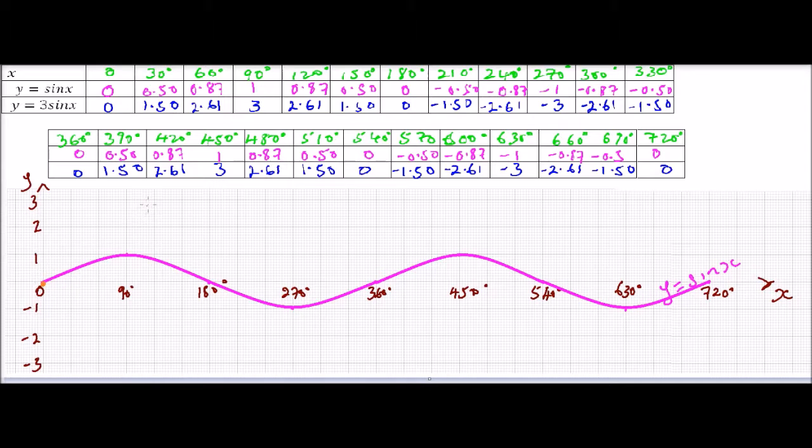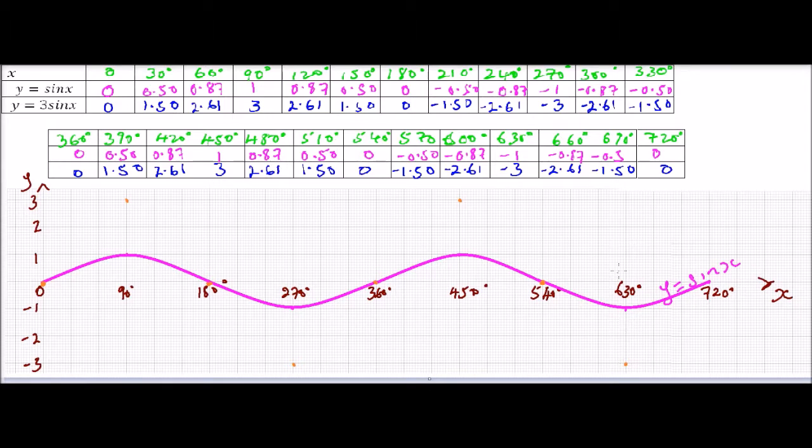Then from there, 90, we go to 3, so here we have 3. Then we have 180, it is 0. Then we have 270, it is minus 3. Then we have 360, 360 is 0. Then 450 we get to 3. Then 540 we get 0. Then we get 630 is minus 3.